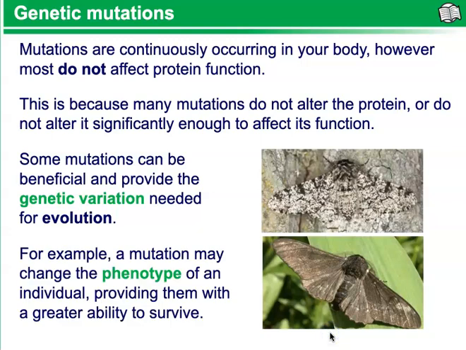For example, a mutation may change the phenotype of an individual. Recall that the phenotype is the physical characteristic that is expressed. This might provide them with a greater ability to survive. Those organisms that survive are more likely to reproduce, and so those genes are more likely to be passed on to future generations.